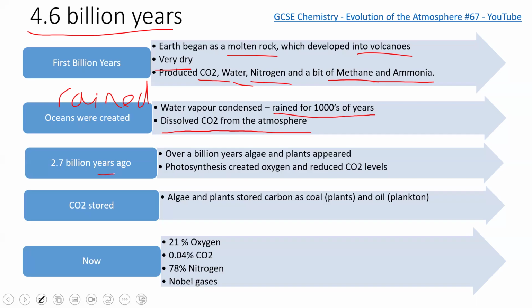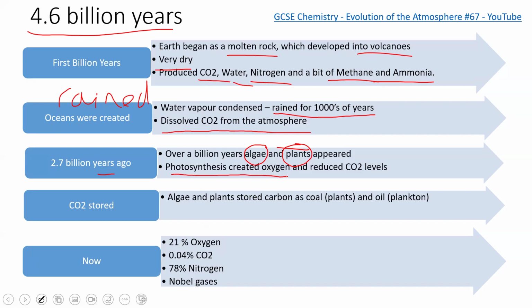2.7 billion years ago, algae and plants appeared. Now, however they appeared, it's entirely up to you, right? But by all the genetic material that may well have been created at the time, they then made photosynthesis, and oxygen started to be created, which again reduced carbon dioxide levels.